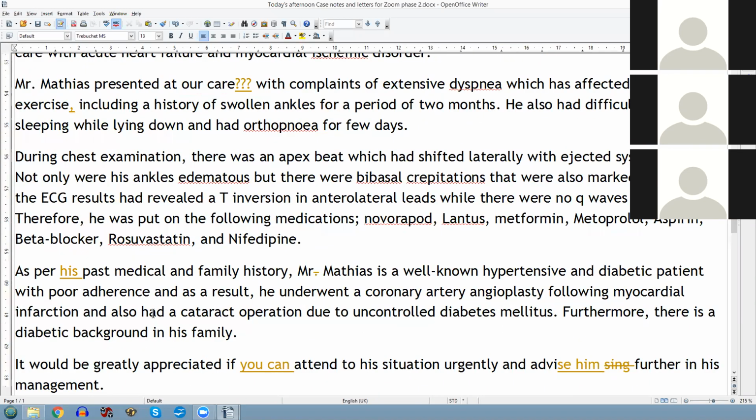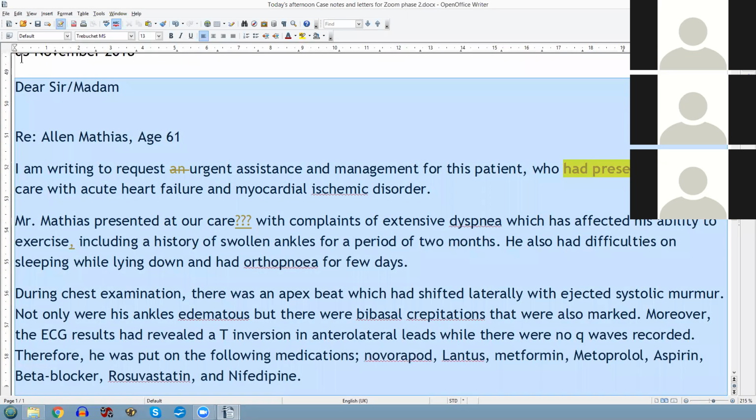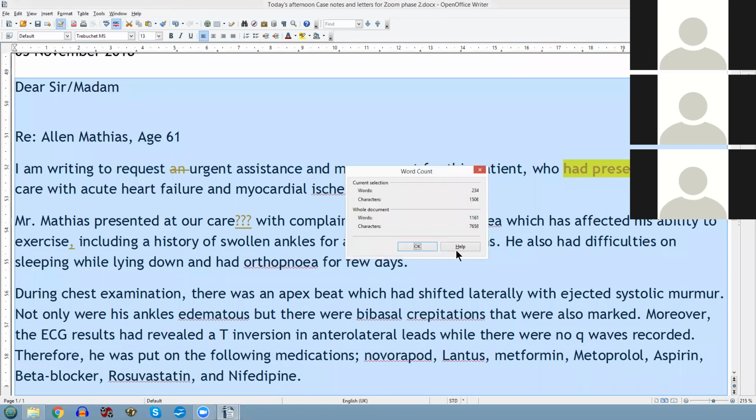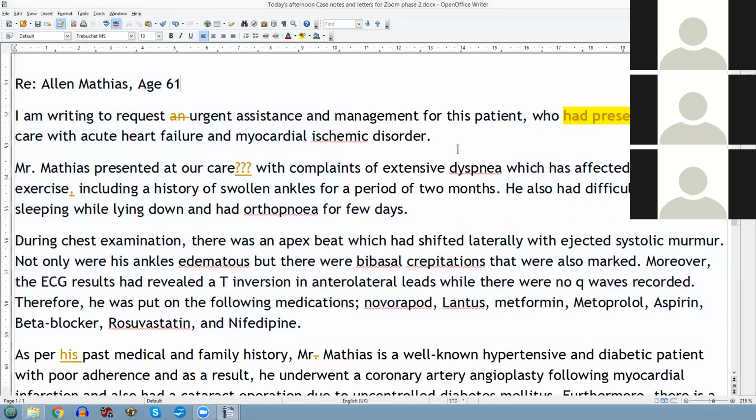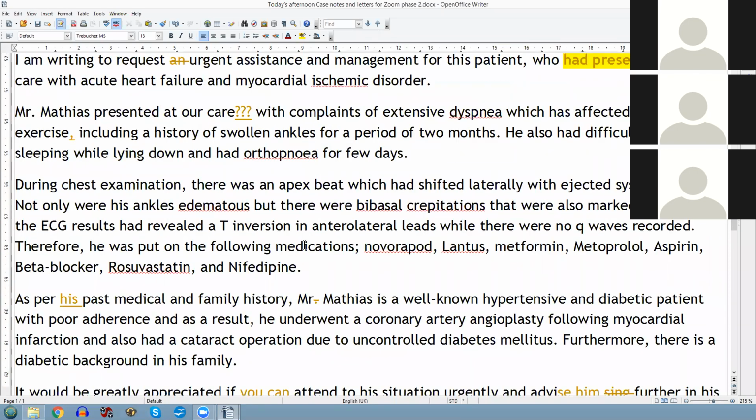so, not too bad. Let me just check. We could certainly lose maybe 20 words or so, maybe more, out of that.